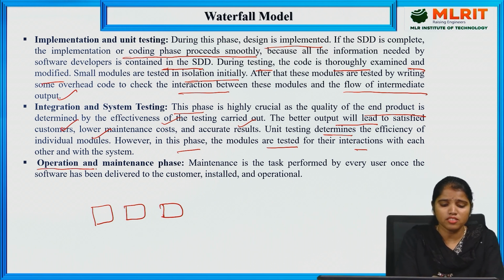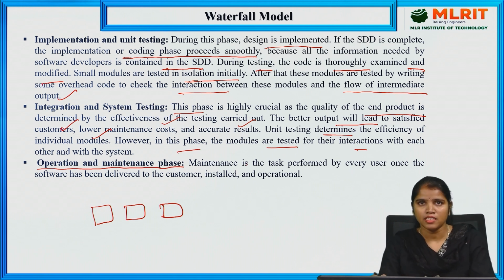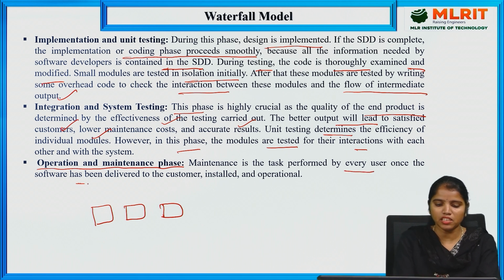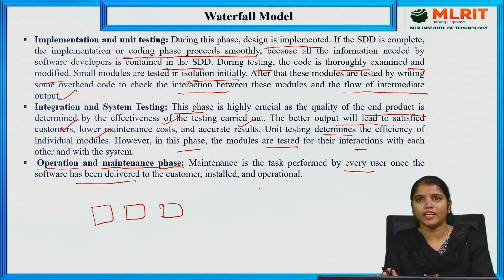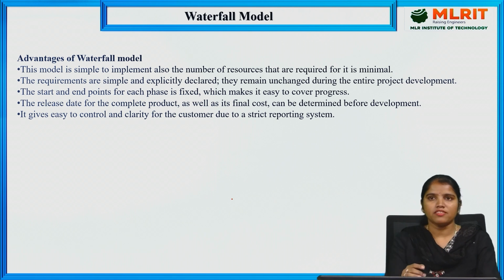Now, let us discuss the operation and maintenance phase. Maintenance is the task performed once the software has been delivered to the customer, installed and made operational. These are the 5 phases included in the waterfall model: requirement analysis, design, implementation and unit testing, integration and system testing, and operation and maintenance. Now let us discuss the advantages of using the waterfall model.